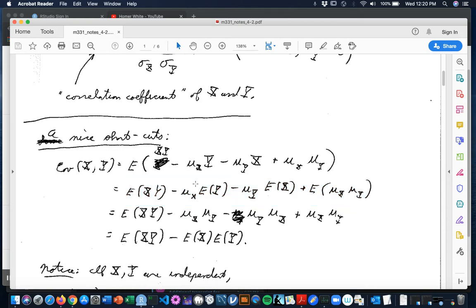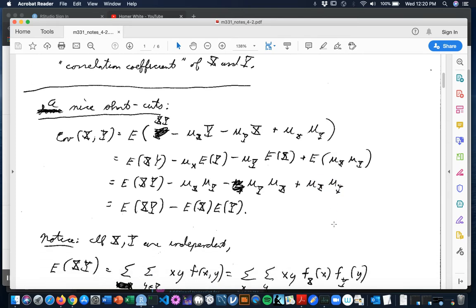Now, the expected value of Y could be just written mu y for short, and similarly, the expected value of X could be written mu x for short. Now here, mu x mu y is a constant random variable, so its expected value is mu x mu y. So what we're really doing is taking away two products of mu x mu y, and adding on one. And so the result is the expected value of the product of X and Y minus the product of their expected values.